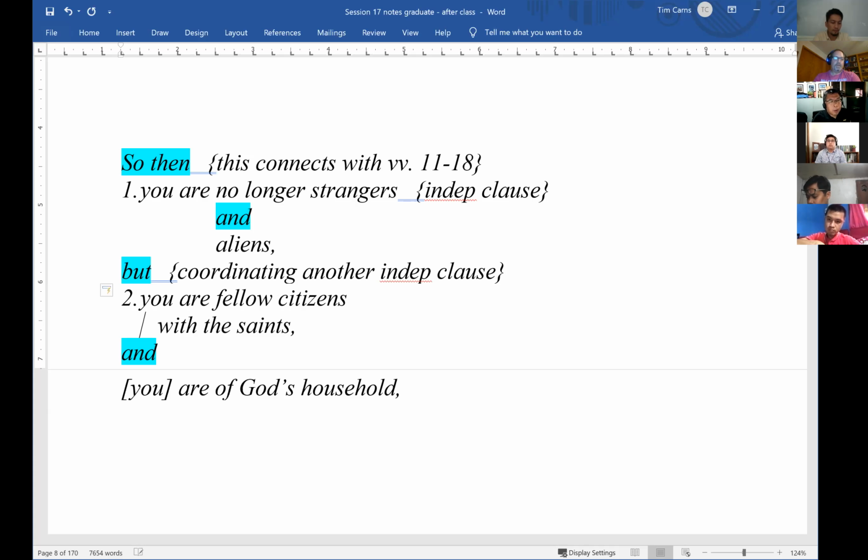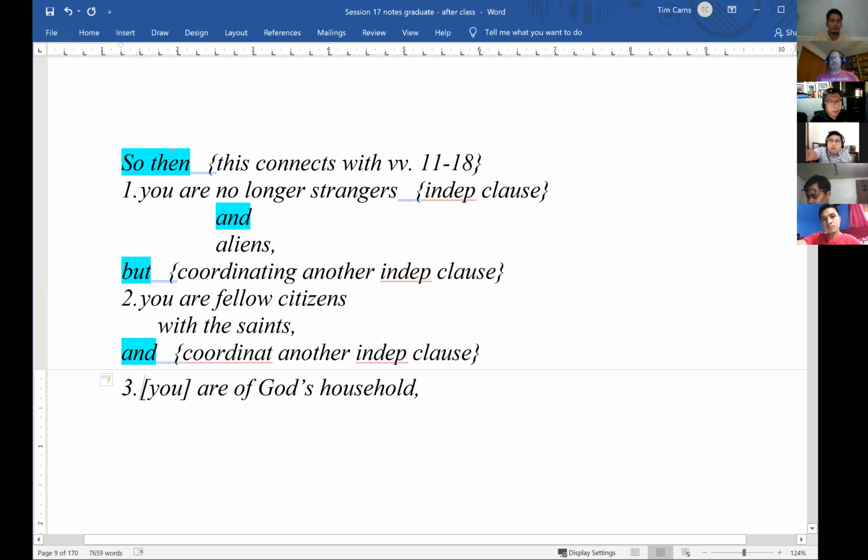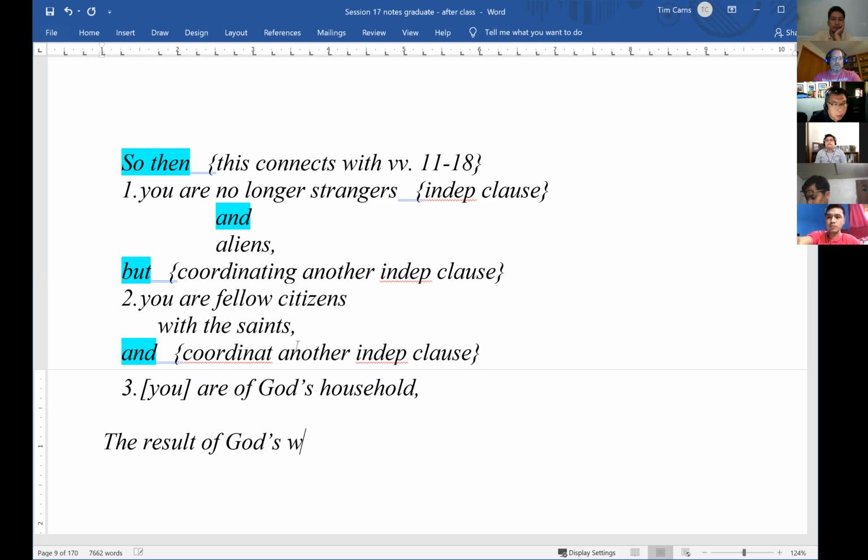This is point two, and here also it's coordinating another independent clause. So I have three independent clauses here. Knowing the context, right away I can say the result of God's work in Christ is that we are, one, no longer strangers and aliens.